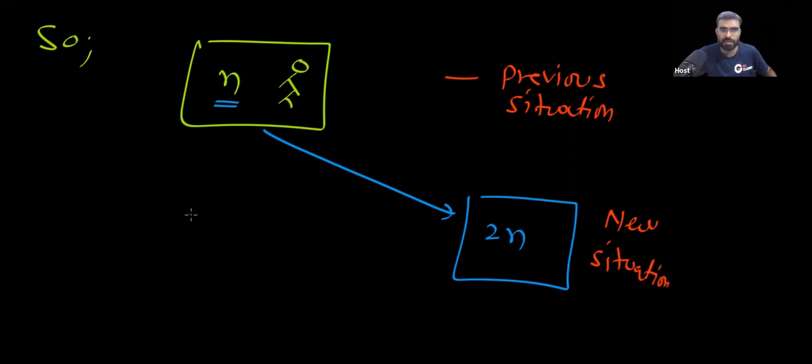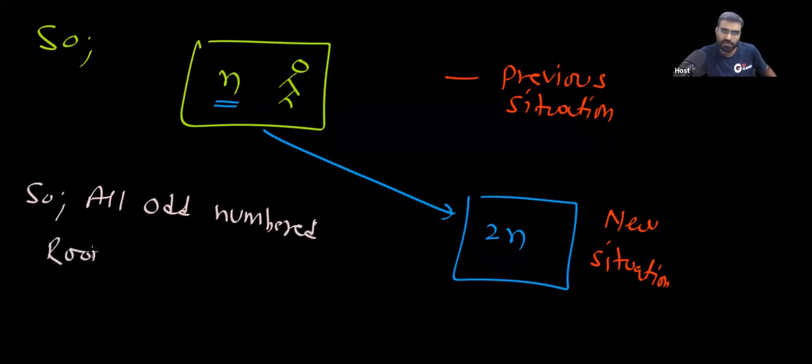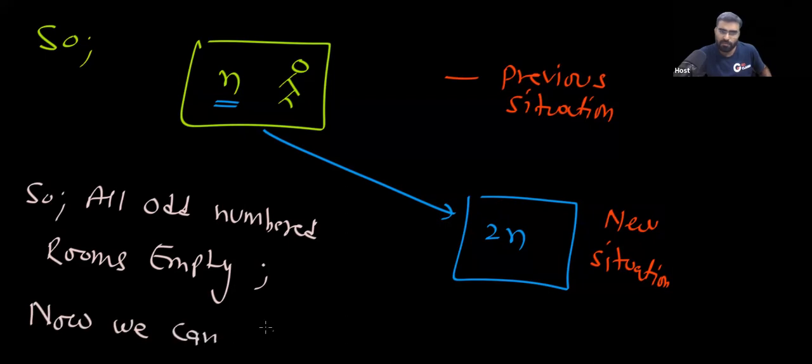Okay, so you can see, finally all odd number rooms are empty. Now you have all the odd number rooms empty. Now what can you do? Now we can accommodate set A. We can, yes or no? We can accommodate A. Is this clear? So this is your proof.